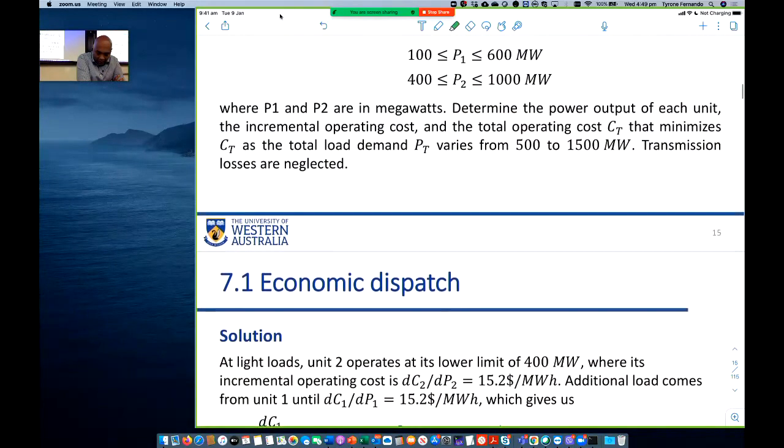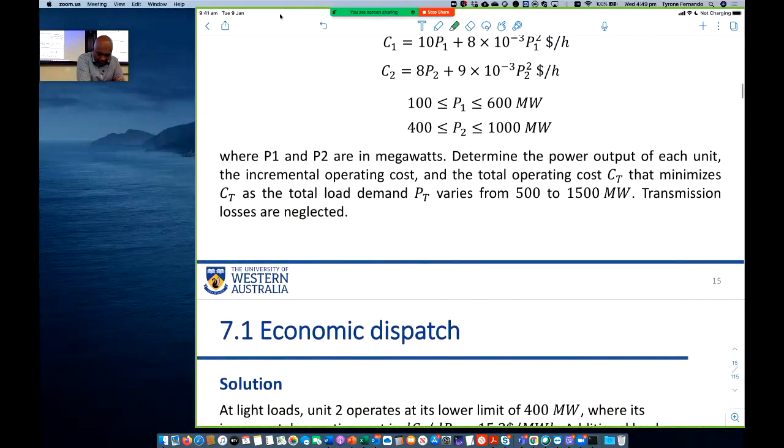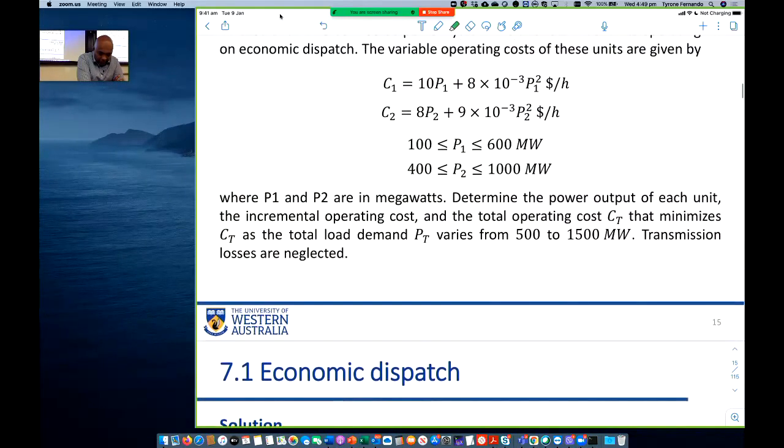So at light loads, unit 2 operates at its lower limit of 400.